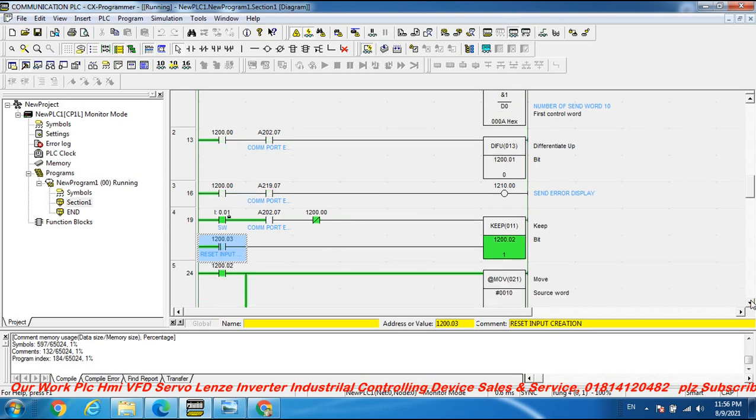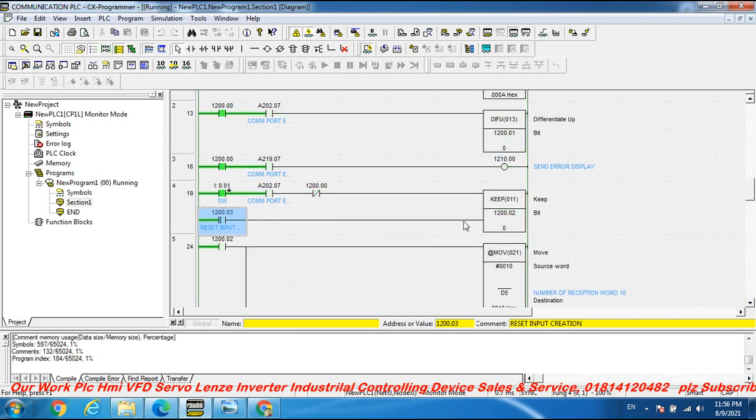And friend, now I start the receiving program. 0.01 is the enable switch, and A202.07 is the communication port enable flag and close contact.